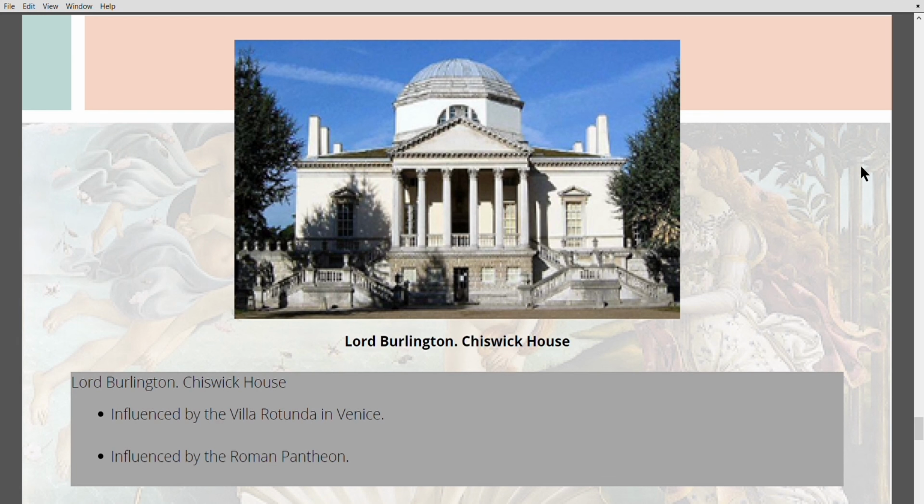Lord Burlington's Chiswick House. The design of Chiswick House in West London was influenced by that of Palladio's domestic architecture, particularly the Villa Rotonda in Vicenza. The stepped dome and temple facade were clearly influenced by the Roman Pantheon.